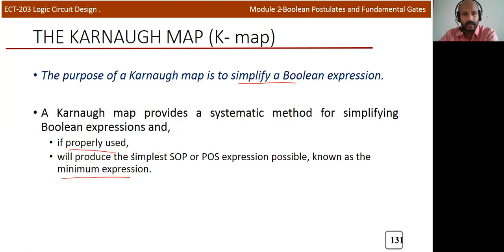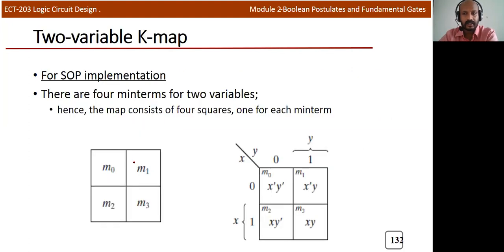In order to get the most simplified form, you need to use all the rules properly in the Karnaugh map. We will go to the first case, how to handle the Karnaugh map for a two variable Boolean expression. This is also for SOP implementation, sum of product implementation. There are 4 minterms for 2 variables. If you are using 2 variables, for example x and y, you can write 4 different combinations: 0 0, 0 1, 1 0, 1 1.